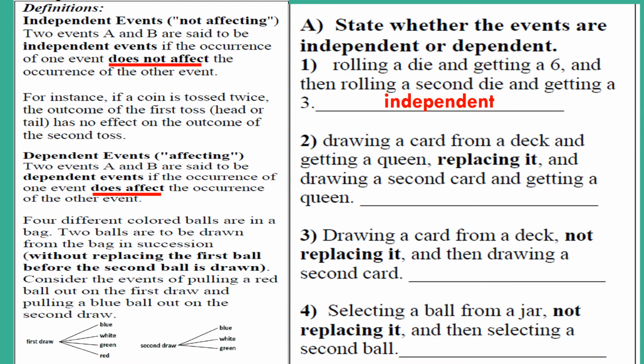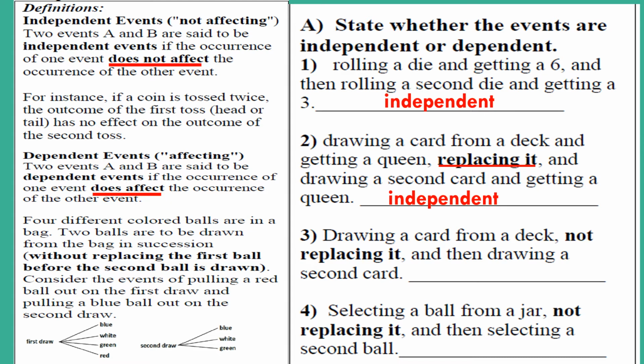Number 2, drawing a card from a deck and getting a queen, replacing it and drawing a second card and getting a queen. Since after you draw a card, you replace it, so bring it back to the deck, therefore the total number of cards did not change. So this is an example of an independent event.